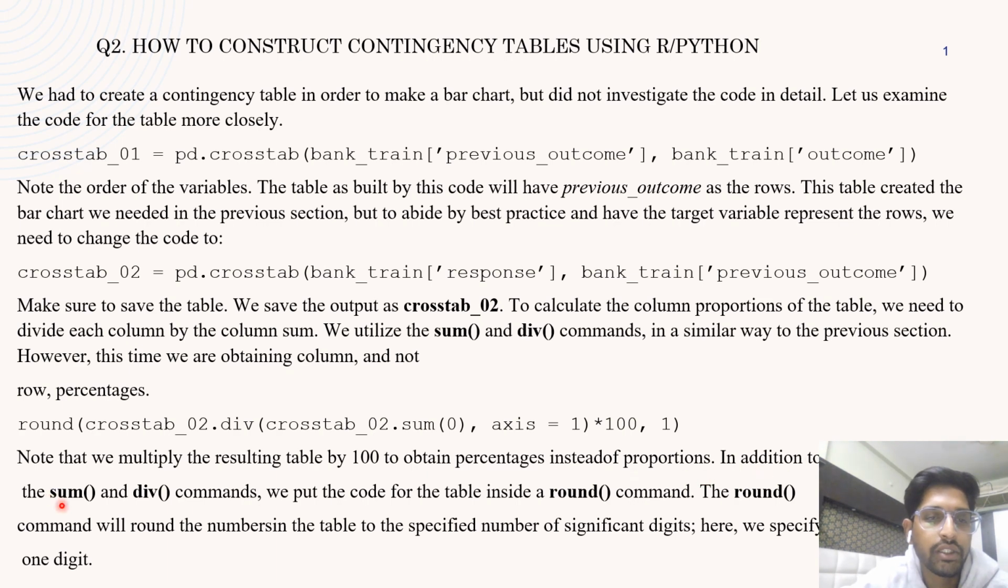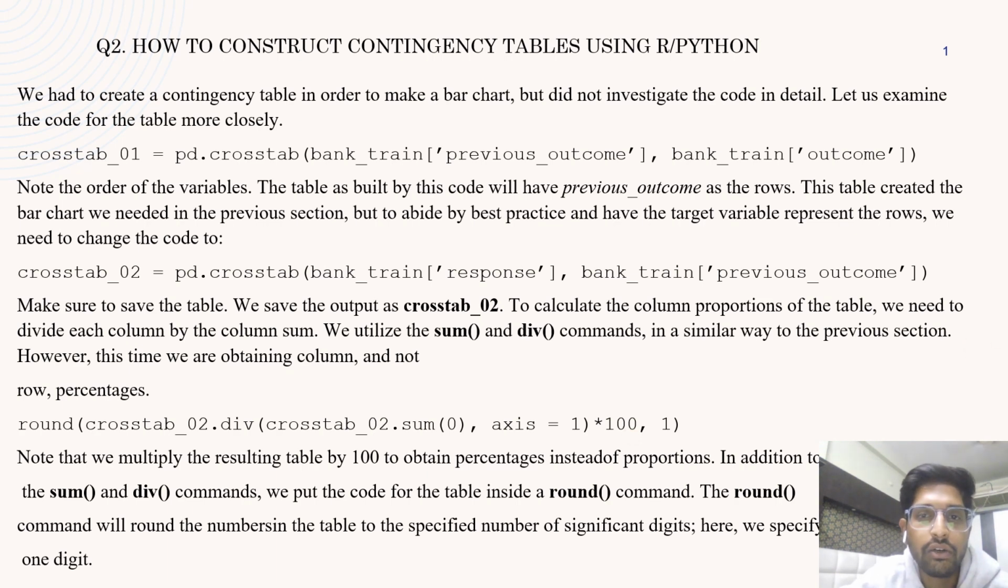In addition to the sum and div commands, we put the code for the following inside a round command. The round command will round the numbers in the table to a specified number of significant digits. Here we specify one digit only. So we have used the round command to round the number of digits and multiplied the value of the div command by 100 so as to get a number in specified significant digits.